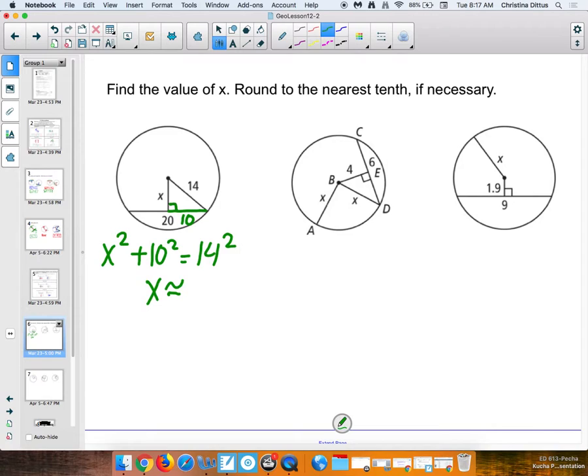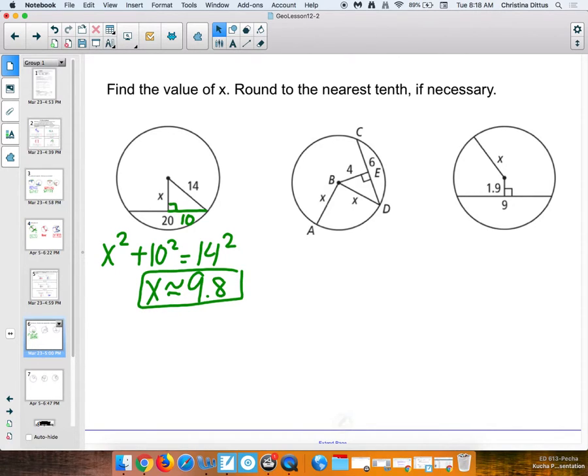Give me one decimal spot. 9.8 sounds wonderful. Oh, was that the answer? 9.8, yep. Wow, how did I get that? That was easy. Did you get it right? You're surprised? Yes, I did. You just subtract whatever 14 squared is minus 100 and take the square root. Correct. Yay, correct.